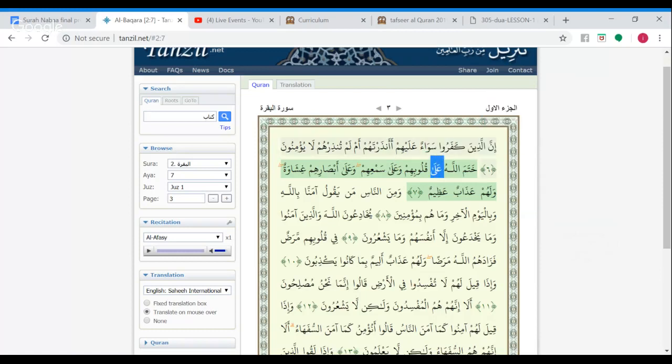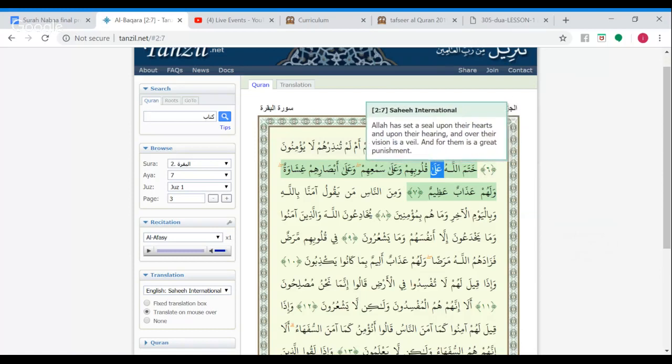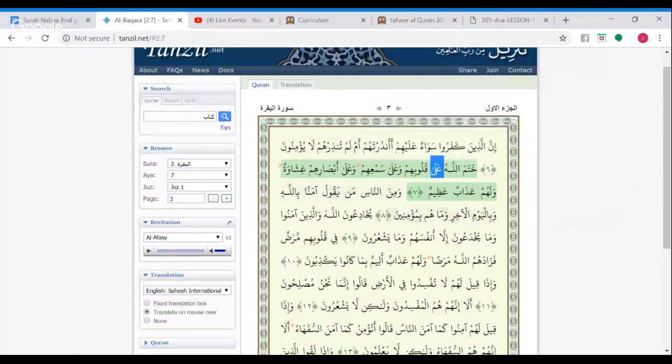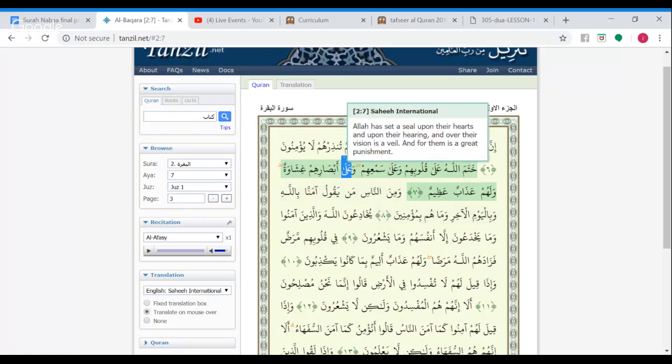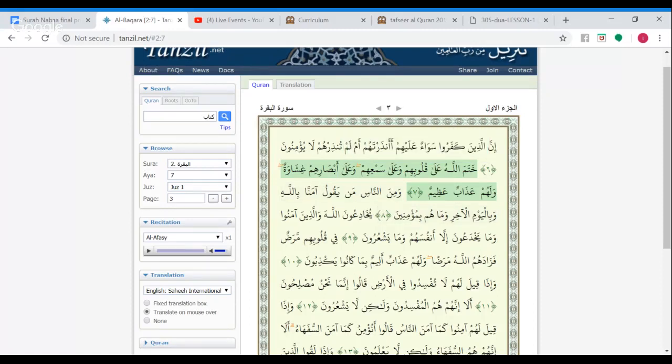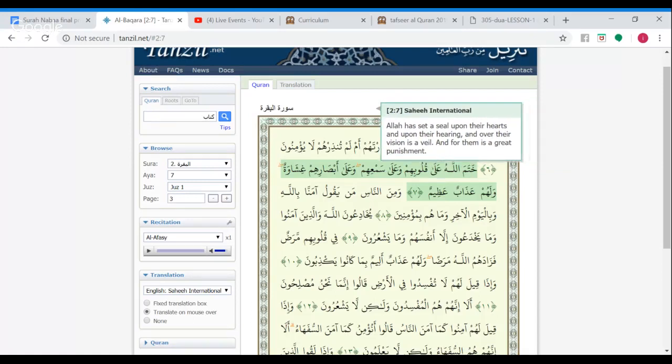On their hearts. Wa ala sam'ihim. That's why the him. Abisarihim. All the him endings are here. Why? All of abisarihim, sam'ihim, qulubihim, because of the ala coming before it. Ala, upon, is a harf jar.